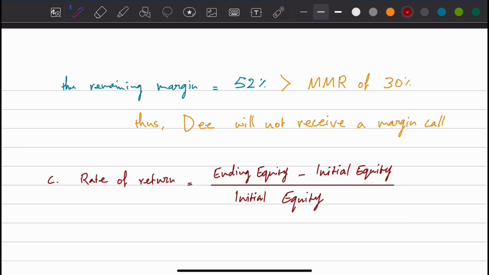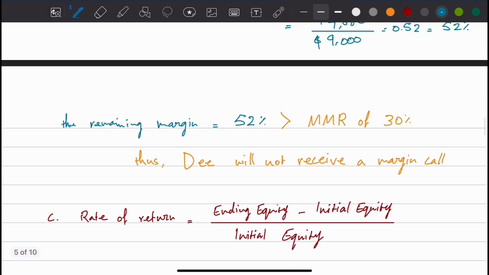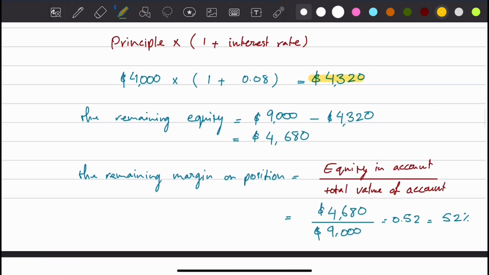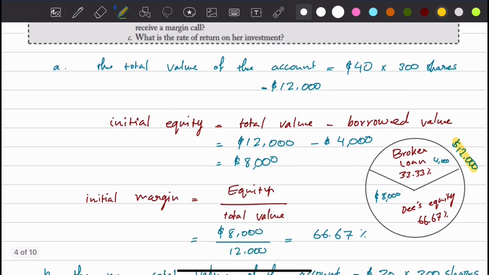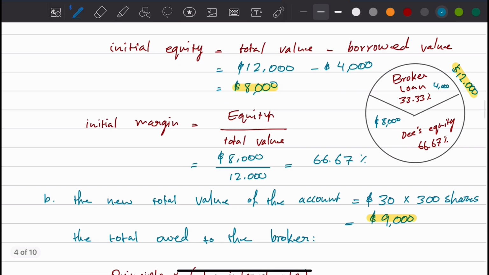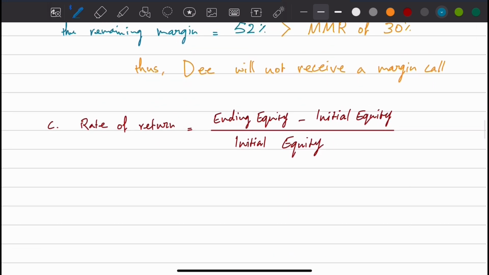Okay? So what was the ending equity? We already figured out all the components here. The ending equity was right here. The remaining equity, 4,680. And the initial equity was 8,000, right? We did calculate it in the first part, right here. So now, the ending equity, 4,680 minus the initial equity of 8,000, all divided by the initial equity, which is 8,000.